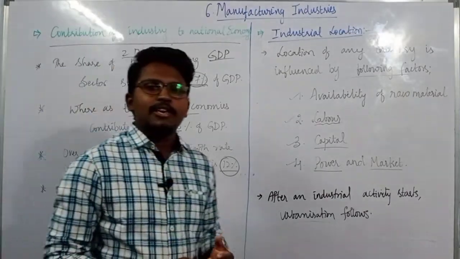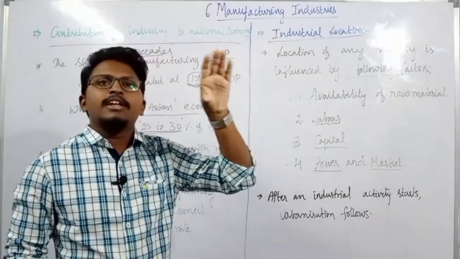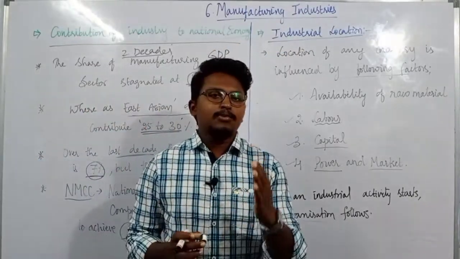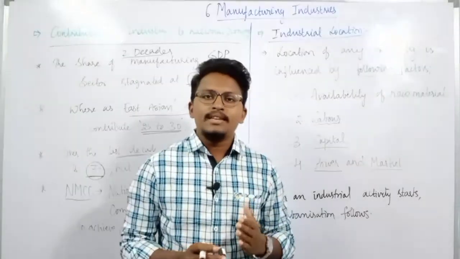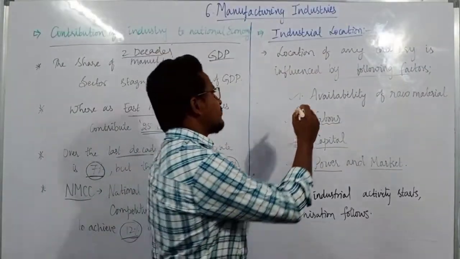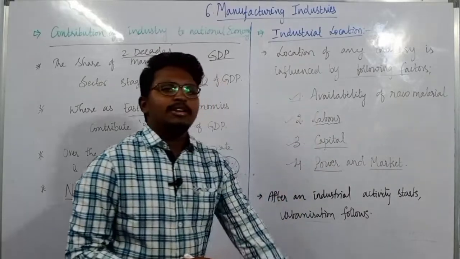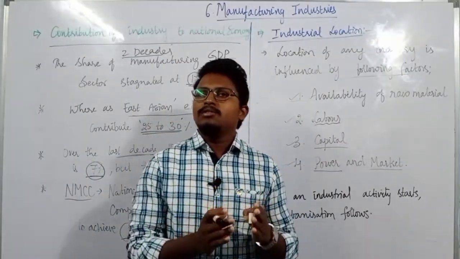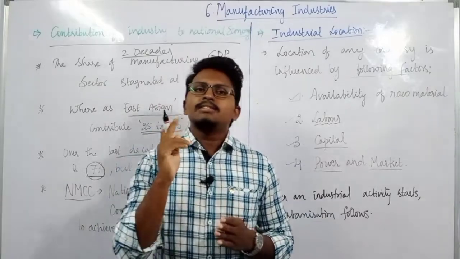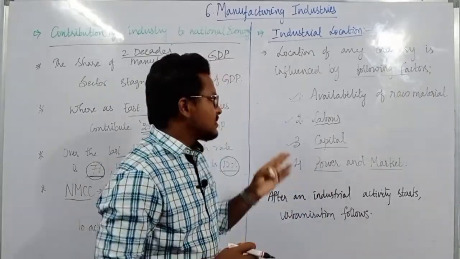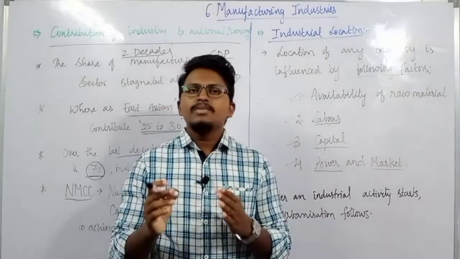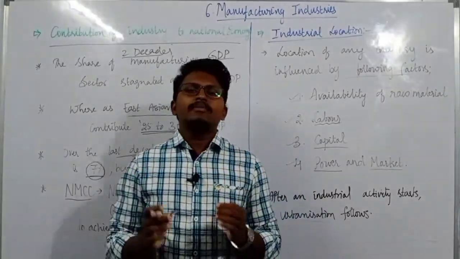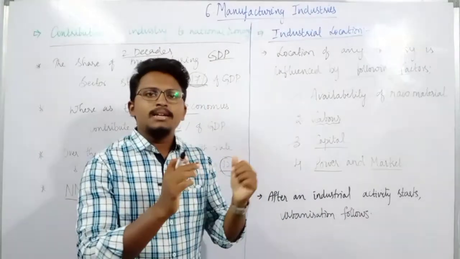So next, let us see what are the factors that influence the location of any industry. That means what factors are responsible for setting up an industry. So let us see. The first and very important factor is the availability of raw material. So we should have raw material in order to set up any industry. So that is the first requirement. Then the second one is labor. After setting up the industry, we need some kind of labor who can work in that industry.